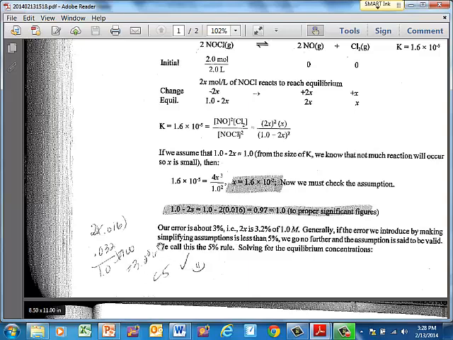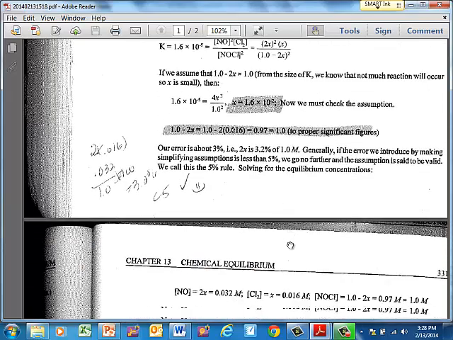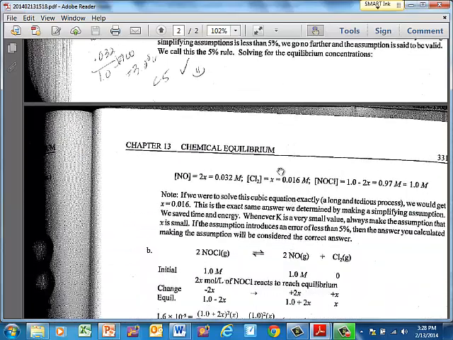And to check the assumption, that's kind of what I was doing over here. The error is about 3%. So for example, 2x is 3.2 of 1.0. If the error is less than 5%, then you can go forth and you can solve for it, which is then what they did. They plugged it back in. Okay, now they just give you the long version right here.